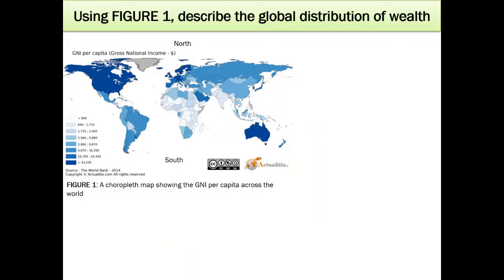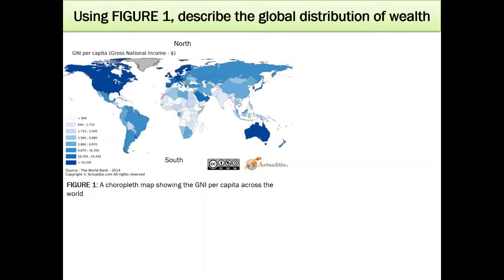Okay, moving on to learning objective 2 of this lesson, we're going to look at where the HIC and LIC countries are located in the world. So the question we're going to look at is, using figure 1, describe the global distribution of wealth. If we break that question down, all that's asking you to do is to tell me the global pattern of rich countries. So where are the rich countries in the world?